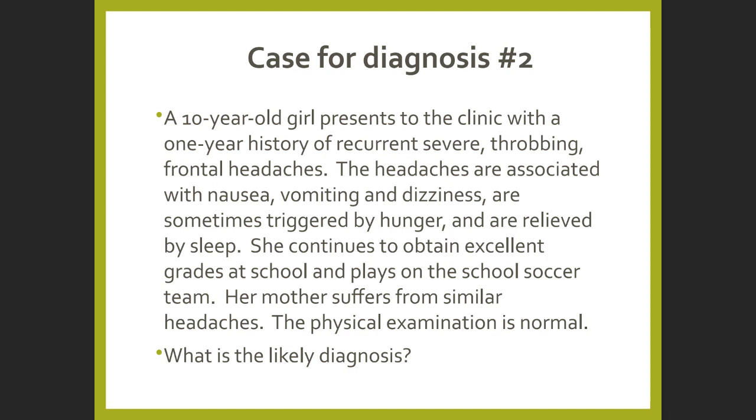So what makes it migraine is it's recurrent, it's severe, it's pulsating or throbbing, and its location being frontal. The association with nausea and vomiting, and triggered by hunger. Those are all classic symptoms of migraine.